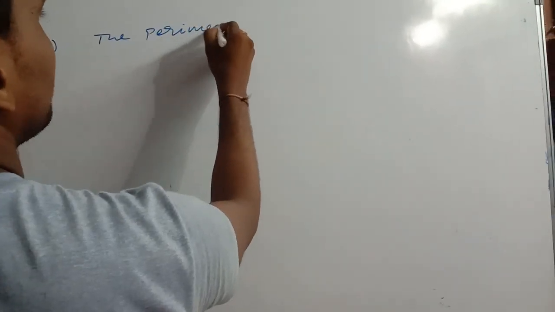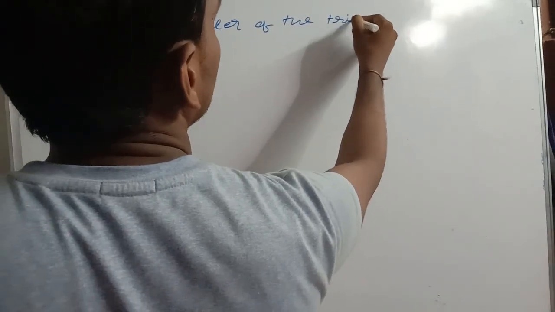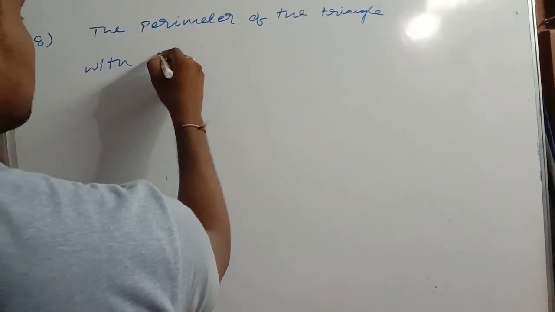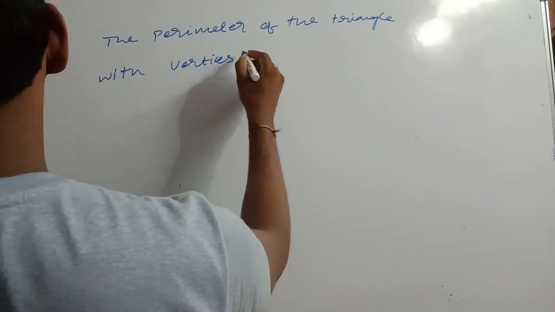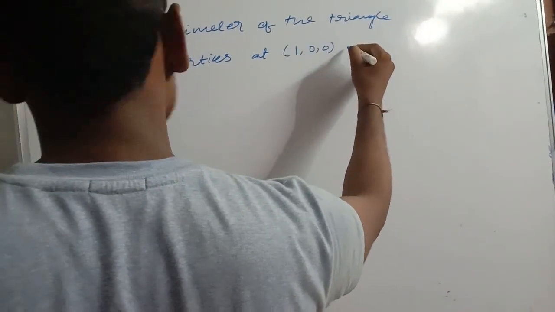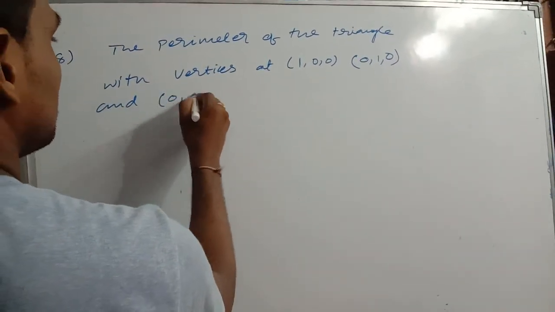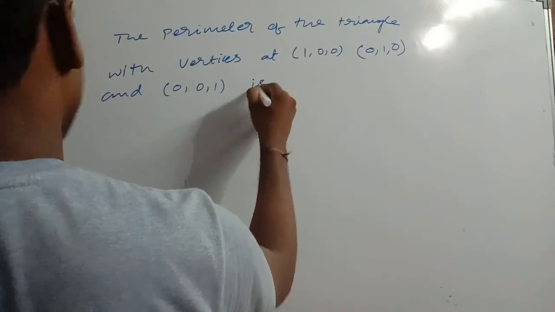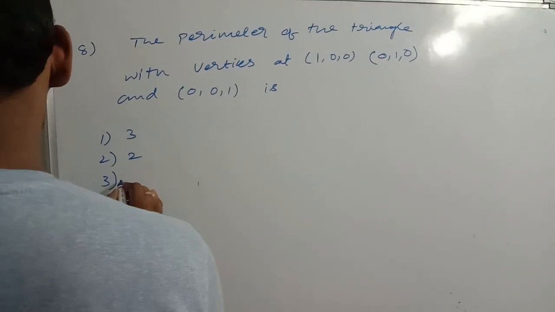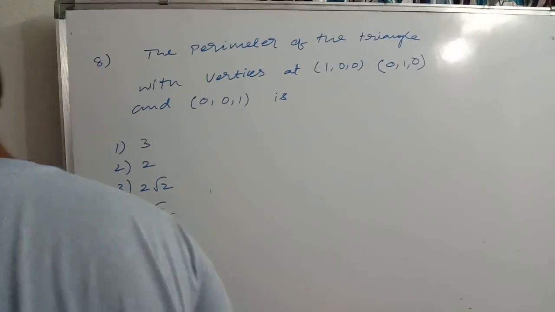The perimeter of the triangle with vertices at 1, 0, 0, 0, 1, 0 and 0, 0, 1 is, the option is, first option is 3, second option is 2, third option is root 2, fourth option is 3 root 2.